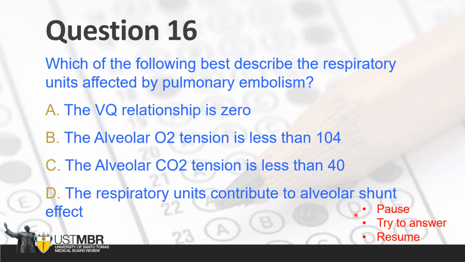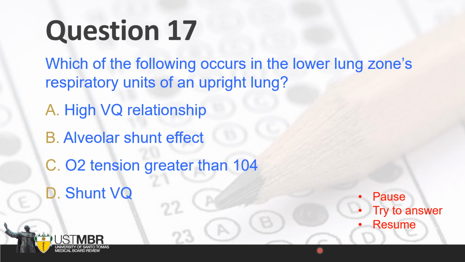I want you to pause, try to answer, then resume the video. Which of the following occurs in the lower lung zones respiratory units of an upright lung? A. High V/Q relationship. B. Alveolar shunt effect. C. O2 tension greater than 104. And D. Shunt effect. Again, I'd like you to pause, try to answer, then resume the video once you have an answer.